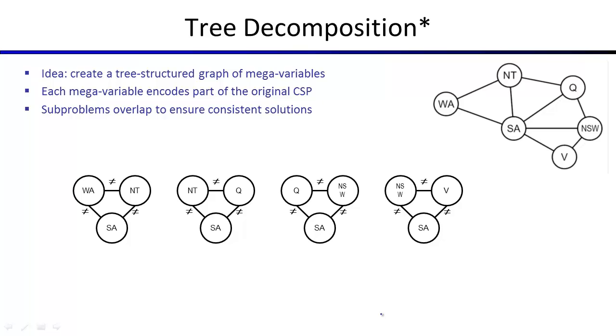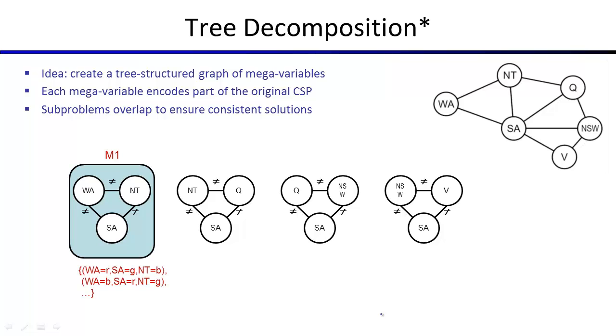So what do I do? I look at these pieces and I say each of you, even though you were originally a subgraph, you're a CSP in your own right, each of you is now a mega variable. So I say the first problem, it's mega variable 1. Okay? Well, what values does a mega variable take on? Well, it takes on values which are the legal solutions to that piece.